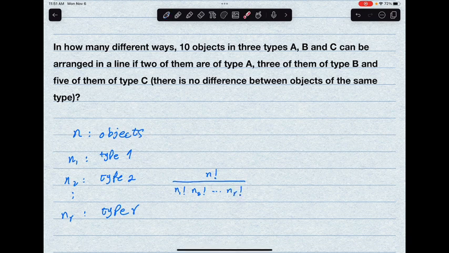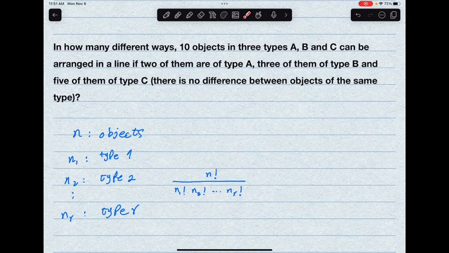If I'm going to explain this formula, n factorial is actually when we have n different objects. When all the n objects are different, there's an order, there's no repetition. So if you're going to find all the arrangements, that's going to be the permutations. It's just n factorial when they are different. But let's say we have n1 of them of the same type. They're exactly the same thing.